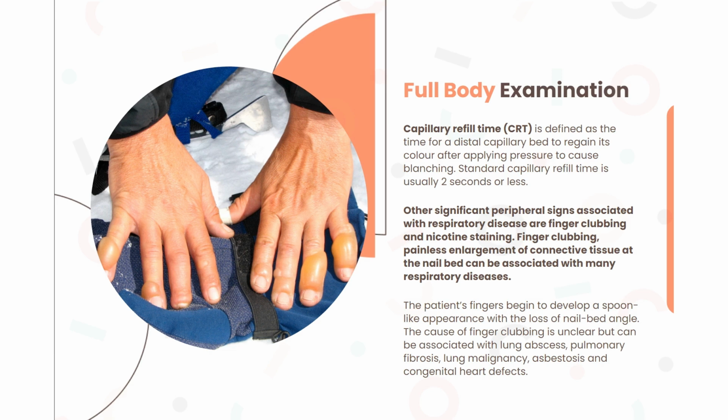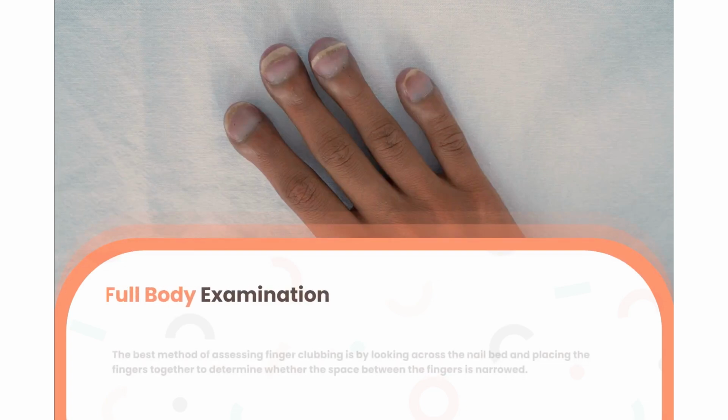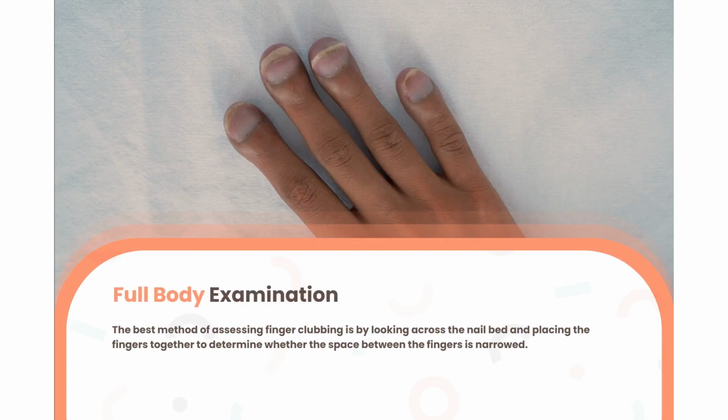The patient's fingers begin to develop a spoon-like appearance with the loss of nail bed angle. The cause of finger clubbing is unclear, but can be associated with lung abscess, pulmonary fibrosis, lung malignancy, asbestosis, and congenital heart defects. The best method of assessing finger clubbing is by looking across the nail bed and placing the fingers together to determine whether the space between the fingers is narrowed.